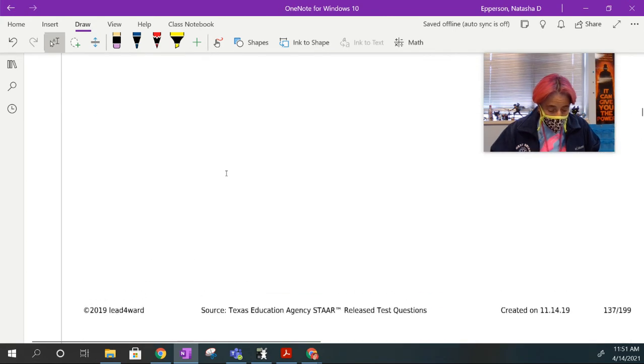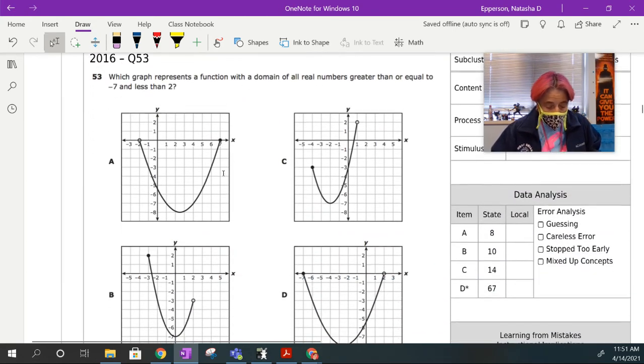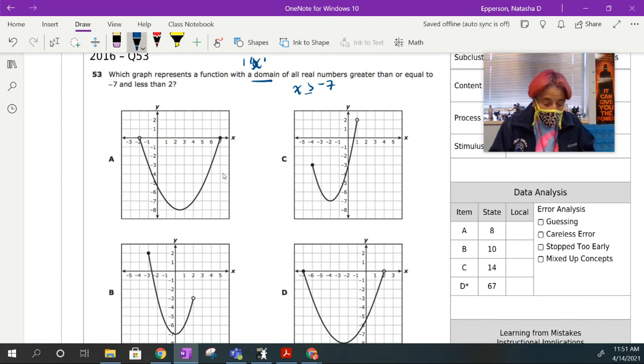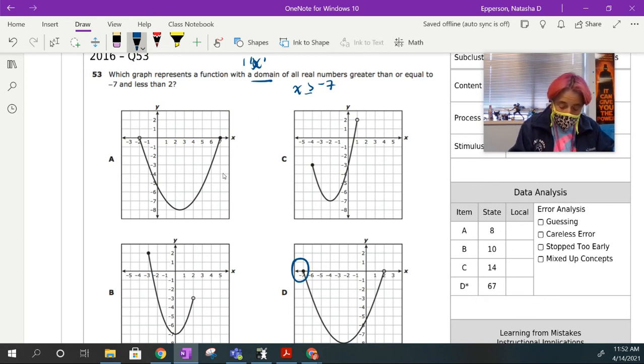And I believe this is going to be the last question in the video. So which quadratic represents the domain, so that's the x values, all real numbers greater than or equal to -7 and less than 2. So x is going to be greater than or equal to -7. I'm going to look at my values that have an x value of -7. The only one that has an x value of -7 is D, because we're looking left to right. Domain is left to right.